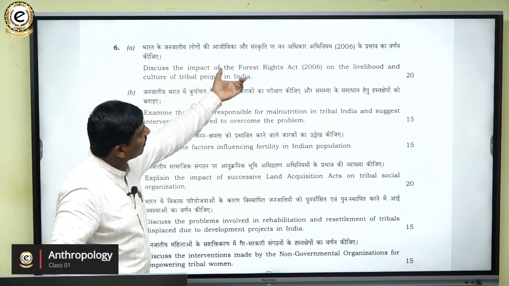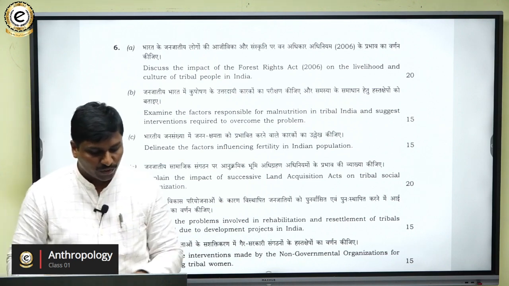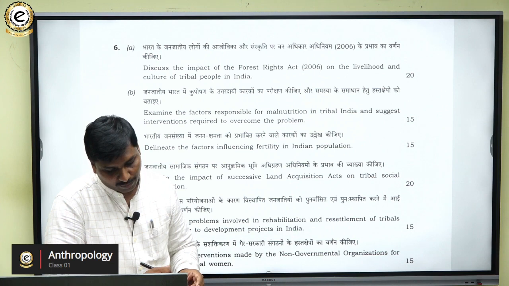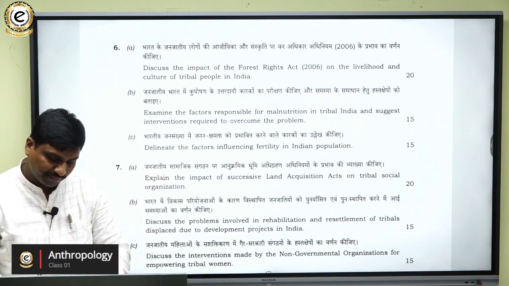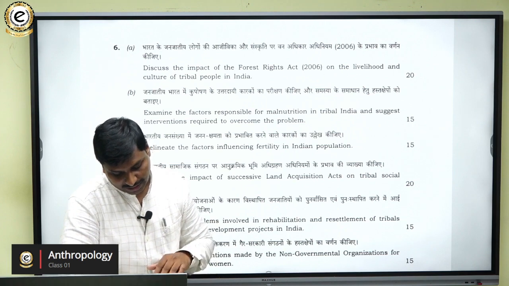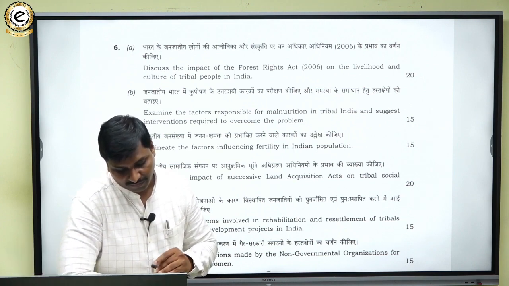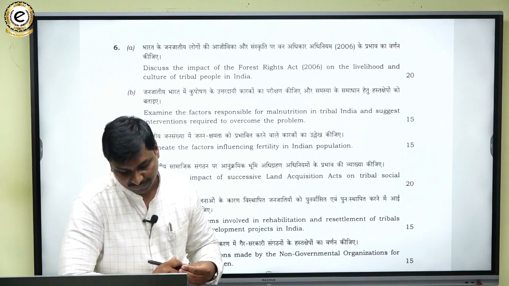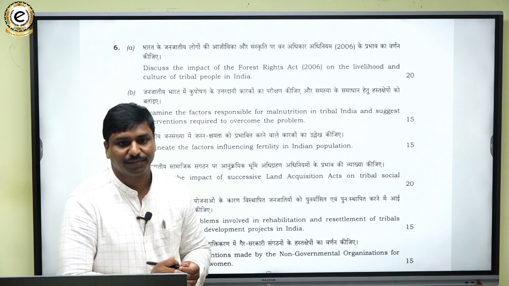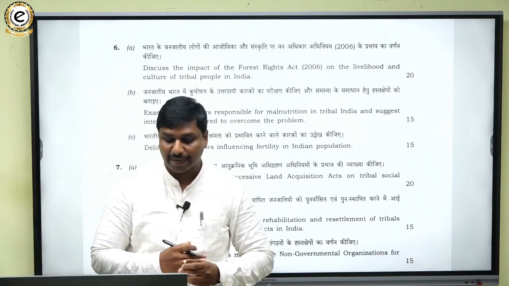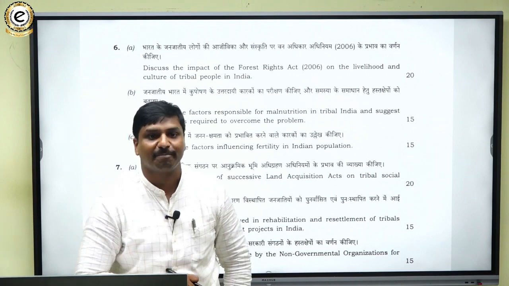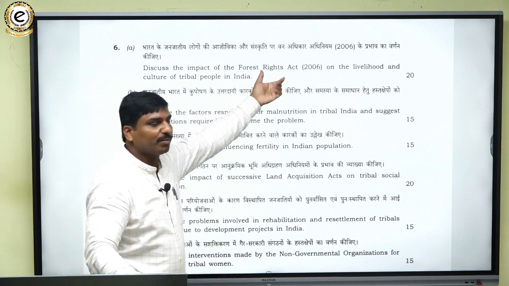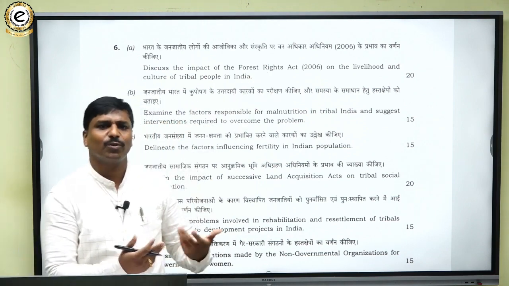Okay, so: discuss the impact of the Forest Rights Act on the livelihood and culture of tribal peoples. You will have a concept for it, so look at the topic in class 85, class number 82. In class number 82, can you see developmental projects, their impacts on tribes, problems of rehabilitation, and development of forest policy and tribals. One of the important forest acts and policies is the Forest Rights Act. So that is the question.